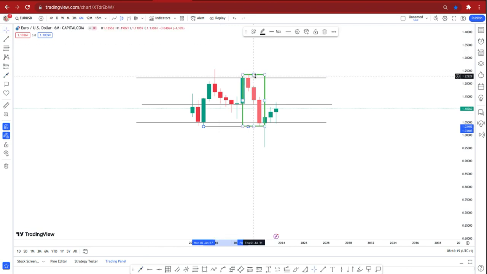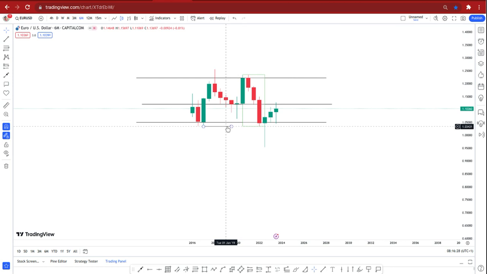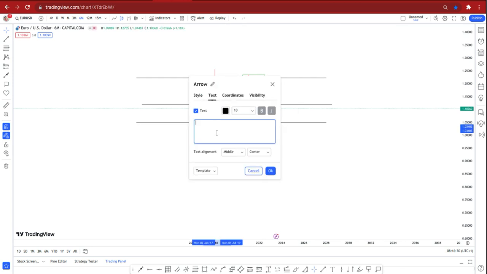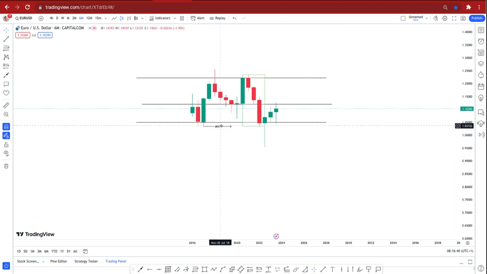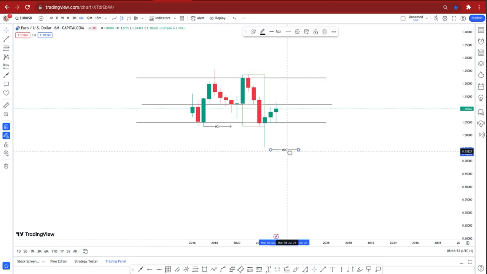And I have a break to the downside here. This is a break of structure to the downside. Yes, break of structure, BOS. So I have a BOS here. This high didn't go out, but this low was taken out with this candle. So it means we are going to be taking out more lows.